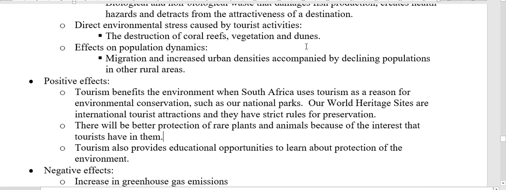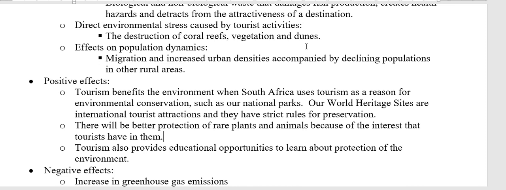All right. And then lastly, it has an effect on population dynamics as well. Okay, so migration, increased urban densities, okay, which means urbanization. More people in the cities and fewer people in rural areas. It's changing the demographics of the population. It's changing the spread of the population in the different areas of the country.